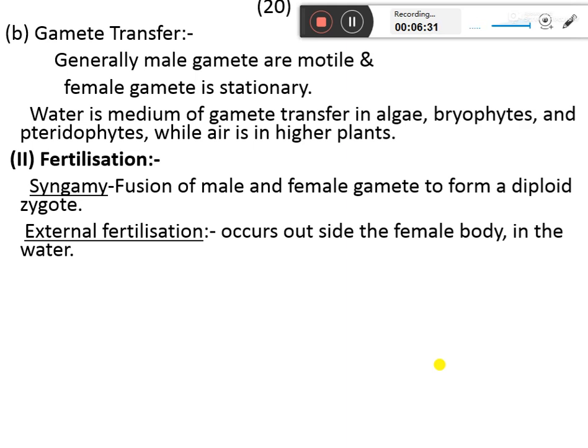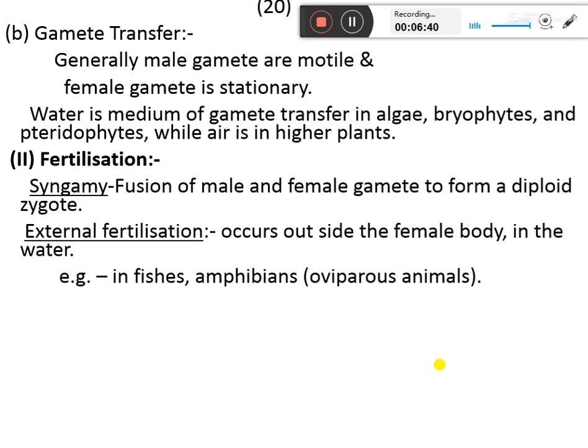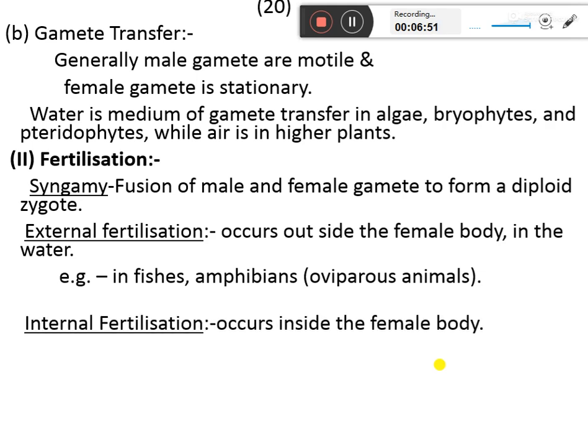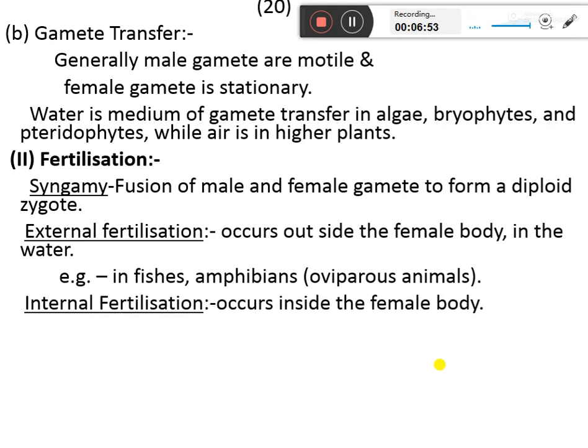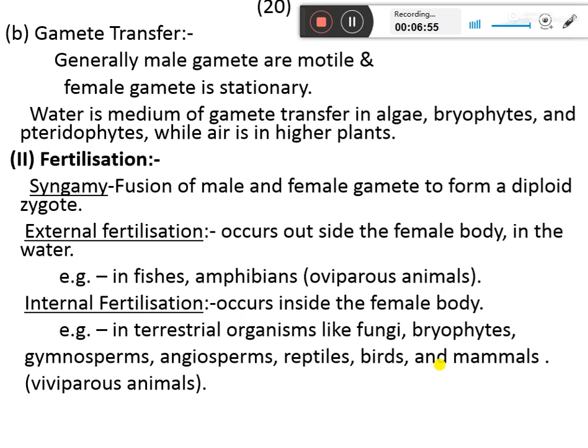The fertilization may take place externally, outside the female body, generally in some organisms like fishes and amphibians. Such animals are called oviparous animals. They lay eggs and sperms outside the body, while internal fertilization occurs inside the female body. For example, in terrestrial organisms like fungi, bryophytes, gymnosperms, angiosperms, reptiles, birds, and mammals.